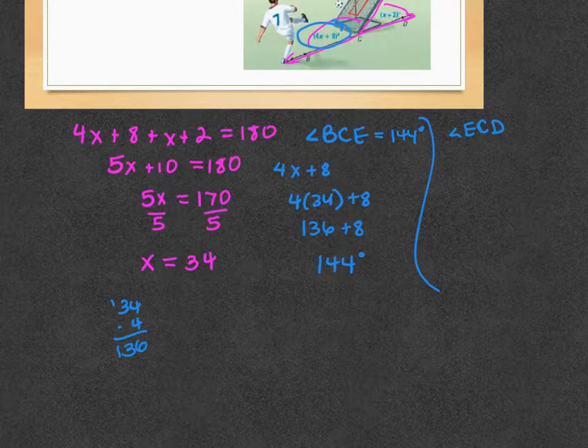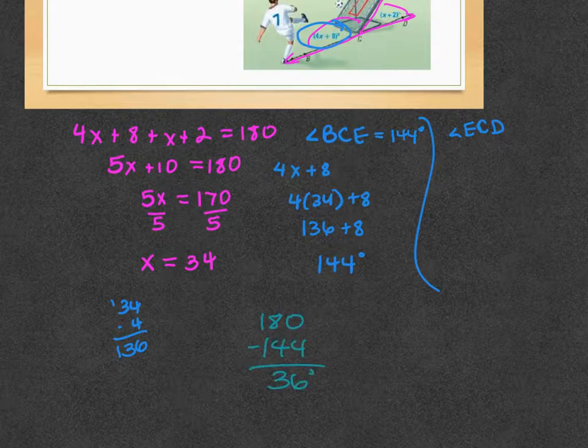Now I have 2 options to find ECD. What's one of them? Subtract that 144 from 180, and I get 36, right? What's the other thing I could do? You want to plug it in. Good. Plug it back into the expression. X plus 2, or 34 plus 2, which is 36.